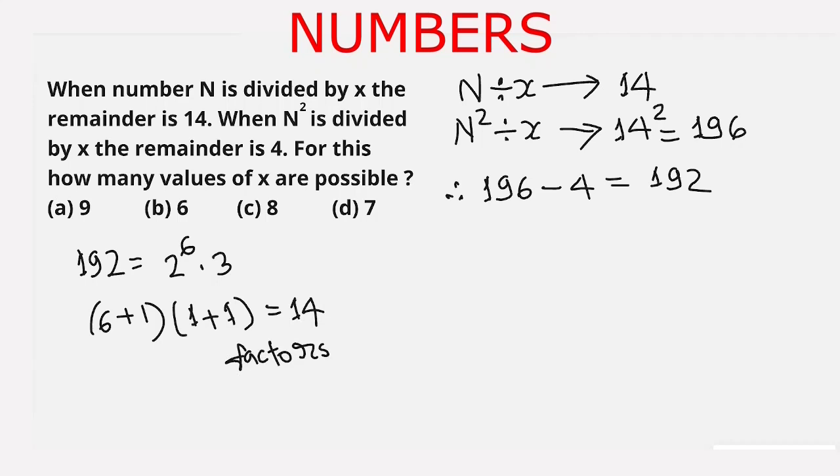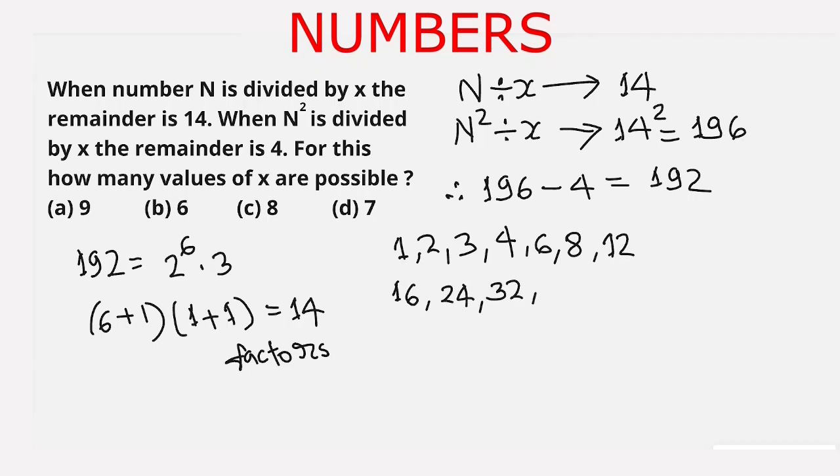And what will those factors be? 1, 2, 3, 4, 6, 8, 12, 16, 24, 32, 48, 64, 96 and 192. These are the total 14 factors of 192.